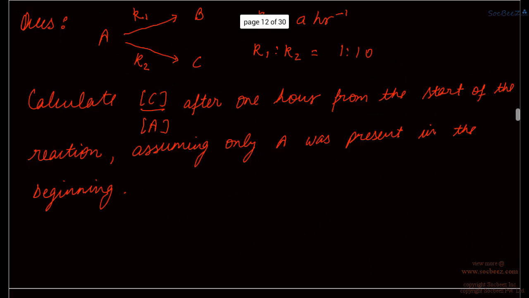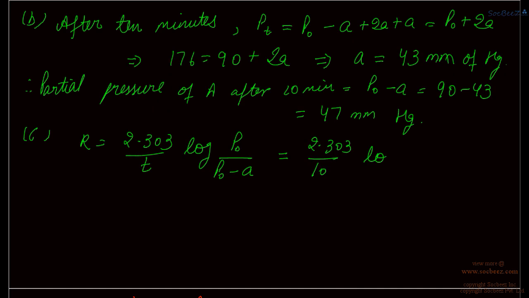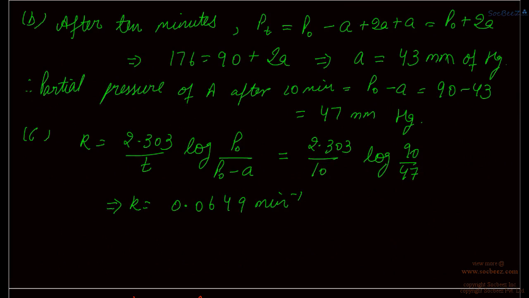Now, for a first order reaction, the rate constant expression is K equals 2.303 upon t log initial pressure by pressure at time t, that is P naught minus A. Okay, so from here we get the value of K as 2.303 upon 10 log 90 upon 47. So from here the value of K is 0.0649 per minute. Okay, so we have got the value of rate constant as asked in the question. The unit will be per minute because this is the SI unit of the rate constant, which is time inverse.